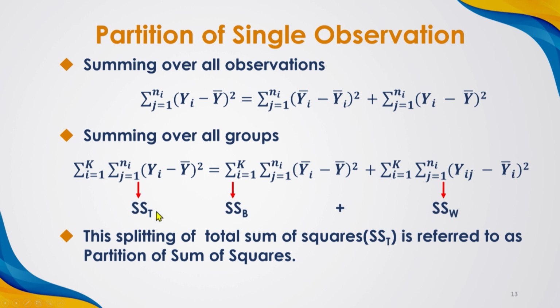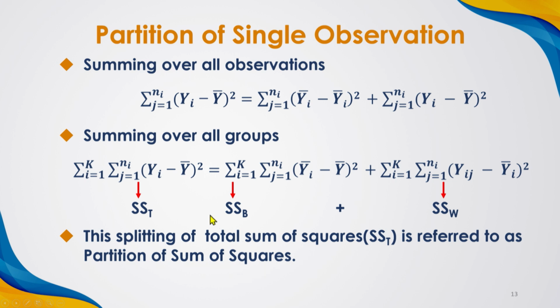Here, we have the left hand side term, which is called the total sum of squares. The sum of squares of deviation of individual group mean from the overall mean stands for the between sum of squares, and the sum of squares of deviation of scores from the group mean will be the within sum of squares. This is the reason why we call the one-way ANOVA model an additive model, because the various effects here are additive in nature, that is our treatment effect and the natural variation. This splitting of total sum of squares is referred to as partition of sum of squares.